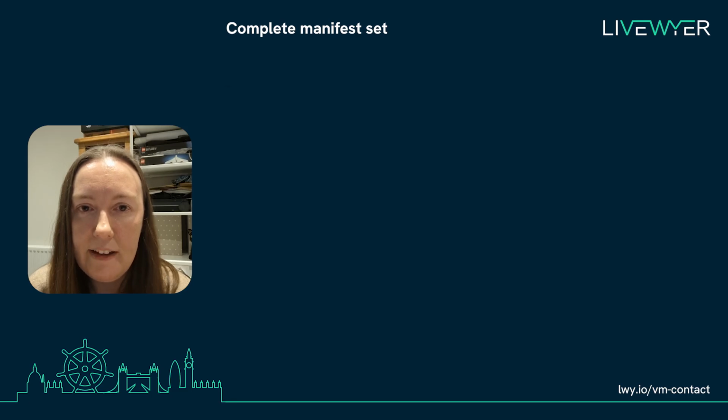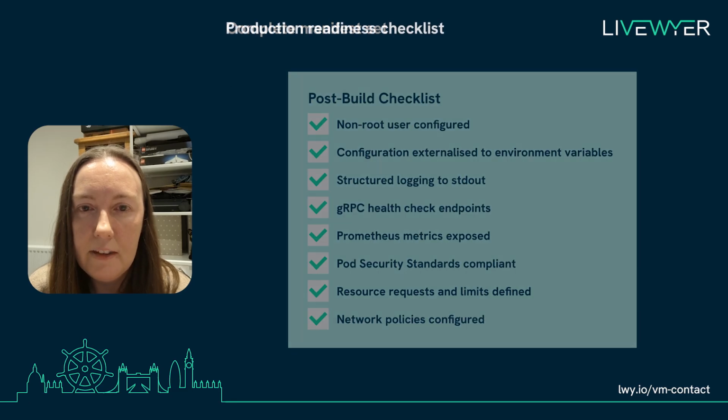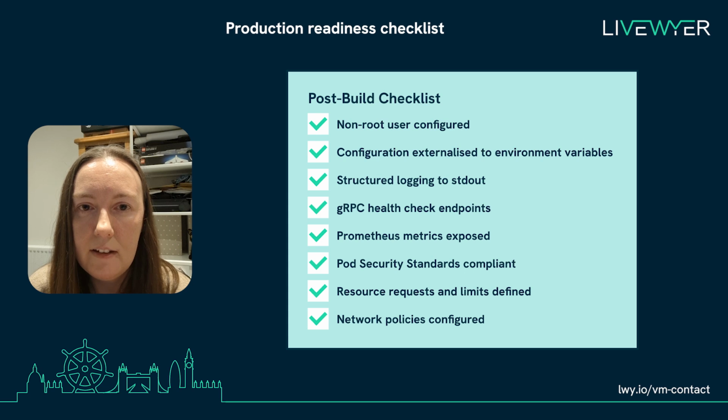These are just some of the Kubernetes best practices we've covered. To get a complete set of production-ready manifests, we need to make sure we've covered all of the cloud-native best practices. So before we continue, we need to make sure that we have a non-root user configured, that configuration is externalized using environment variables or config maps, that we've added structured logging to standard out, that we've added gRPC health check endpoints, that Prometheus metrics are being exposed, that the workloads are pod security standards compliant, that resource requests and limits have been set, and that network policies have been configured.